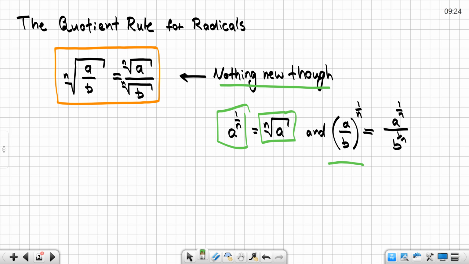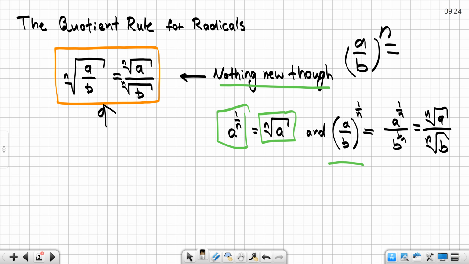So we had a rule here that a over b raised to some power, the power goes to the top and to the bottom. This is the same rule as always for exponents. And what is it that I just wrote there? Well, this is the nth root of a over the nth root of b. I hope that this helps you to remember this rule, because it really is nothing else but a over b raised to the 1 over n is equal to a to the 1 over n divided by b to the 1 over n.